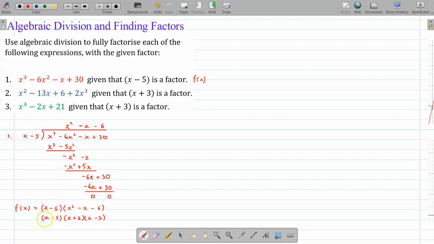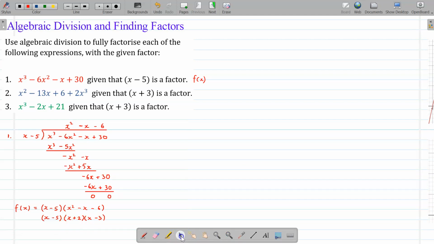So if I can factorize a cubic expression fully like that, if I were to solve the equation f of x equals 0, in other words, I want to find the values of x that cause that expression to equal 0, then by factorizing it, I can see the three answers straight away. Because if this whole thing has to equal 0, either x can be 5, or x could be minus 2, or x could be 3.